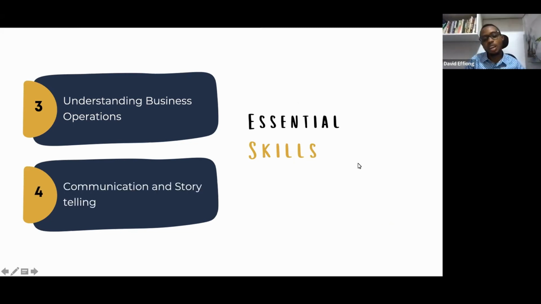And then the final one is communication and storytelling. You need to be able to communicate your findings and tell visual stories from your data.